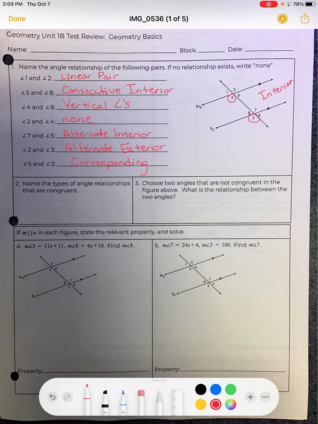Okay, so number 2 says name types of angles that are congruent. So some examples of types of angles that are congruent would be vertical angles, we have corresponding angles, we have alternate interior, and alternate exterior.